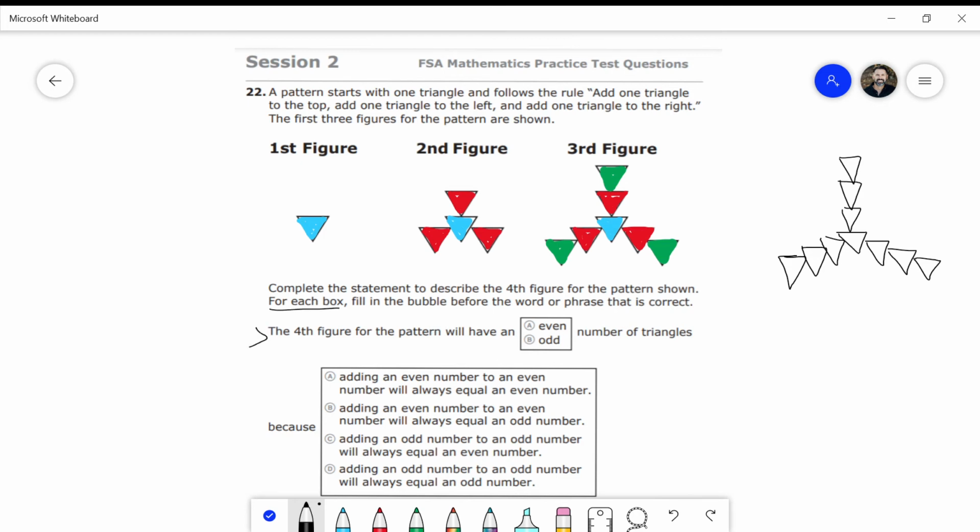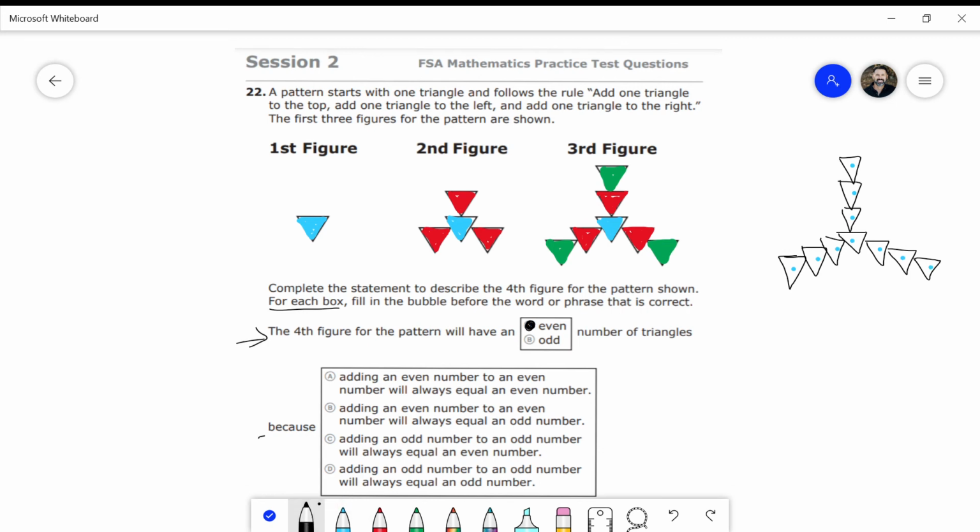So let's just start by looking at that next sentence. The fourth figure for the pattern will have an even or odd number of triangles. So now all you do is just count the triangles. Now a good idea is just to mark it as you're counting. That way you don't count it more than once, or you don't forget to count it. So just mark it as you count. 1, 2, 3, 4, 5, 6, 7, 8, 9, 10. So 10 is an even number, so we can mark that as even.